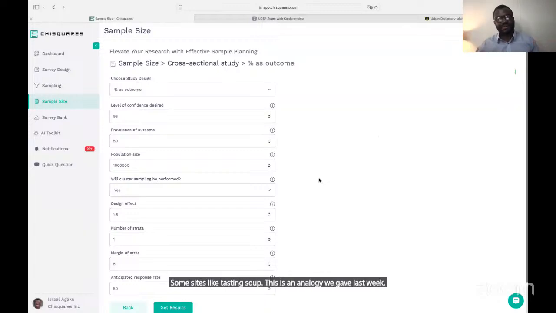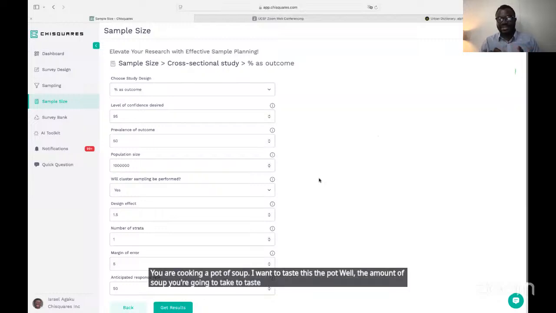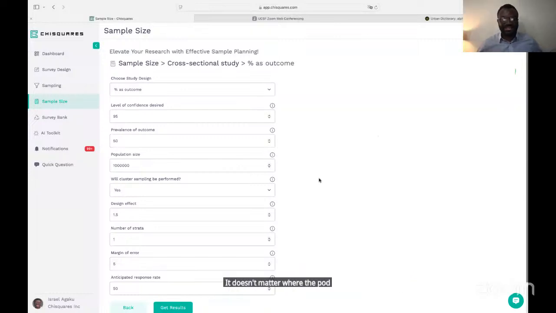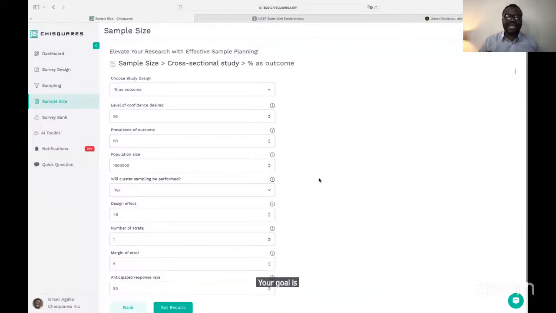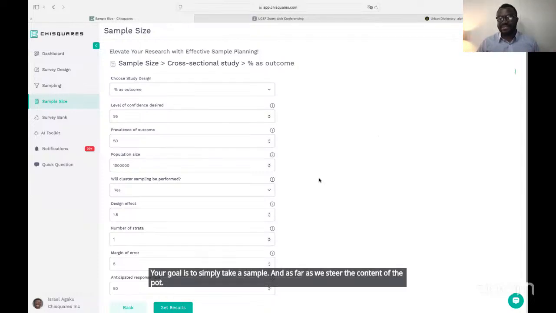You're cooking a pot of soup and you want to taste the pot. Well, the amount of soup you're going to take to taste doesn't matter. It doesn't depend on the size of the pot. It doesn't matter whether the pot is super big or super small. You are still going to take the same small amount to taste. Your goal is not to eat the whole pot, obviously. If your goal was to eat the whole pot, then the size of the pot would matter. Your goal is simply to take a sample. And as long as you stir the content of the pot, you're covered, right?